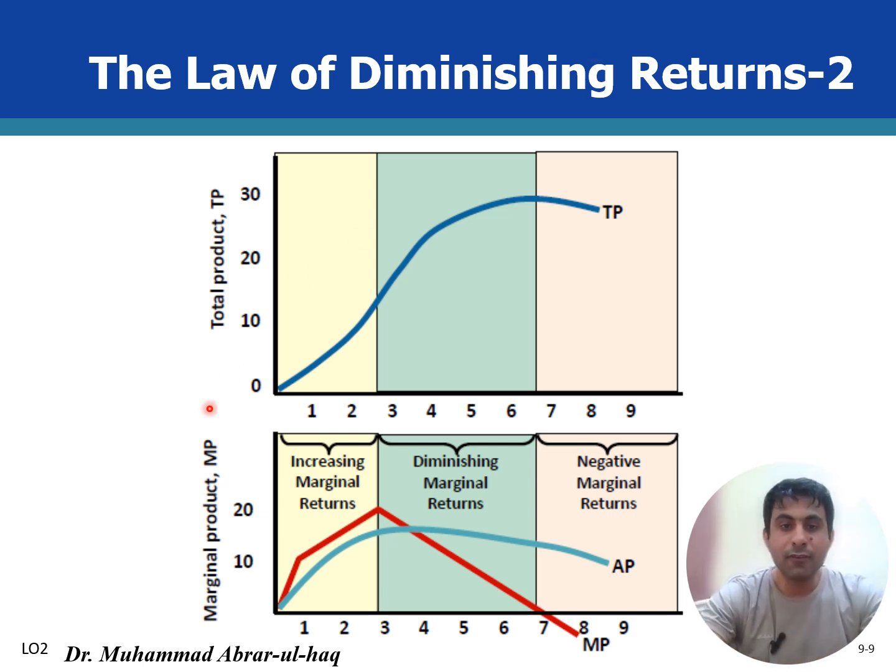So you can see when the total product was increasing at an increasing rate, at that time the marginal product was increasing with every extra hired labor. The moment the marginal product started declining, the total product was increasing but at a decreasing rate. The moment the total product reached the maximum, at that time the marginal product was zero, and when the total product started declining, the marginal product becomes negative.